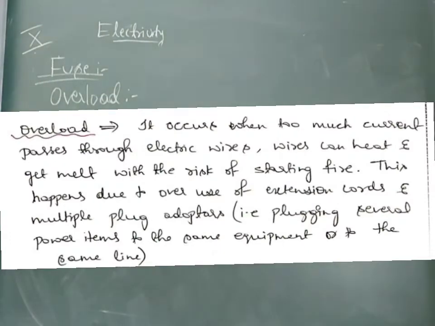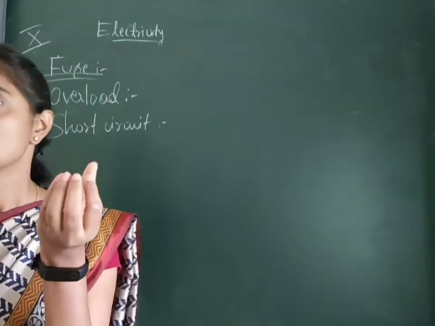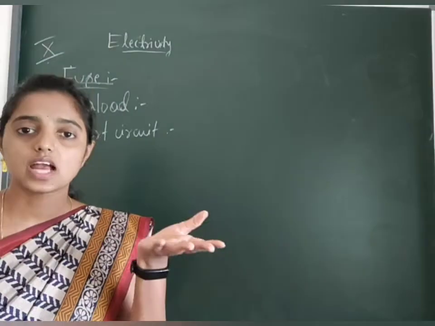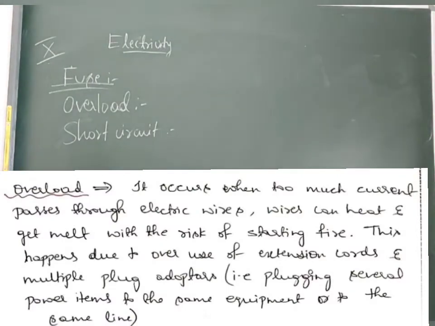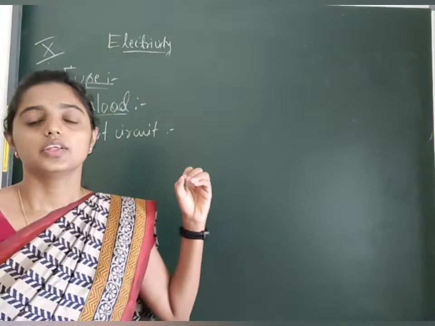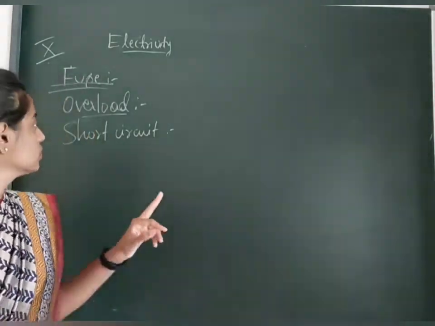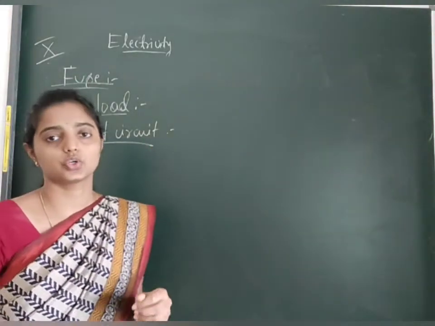Overload occurs when too much current passes through electric wires. What happens? The wire gets heated. When current increases, the wire heats up, and when the wire starts melting and catching fire, this is how overload takes place. This happens due to the overuse of extension cords, multiple plug adapters and so on. Now we understood overload. For the definition, you just need to write 3 to 4 sentences related to overload.